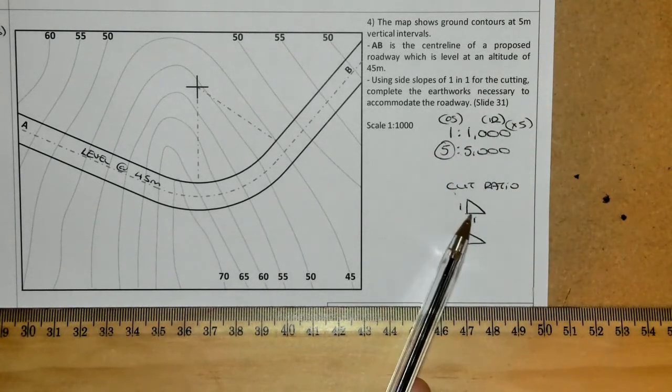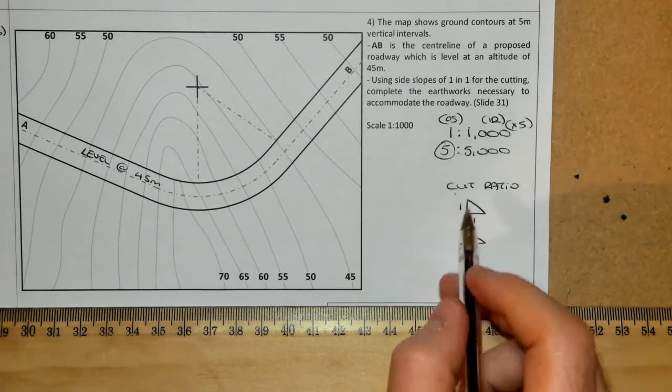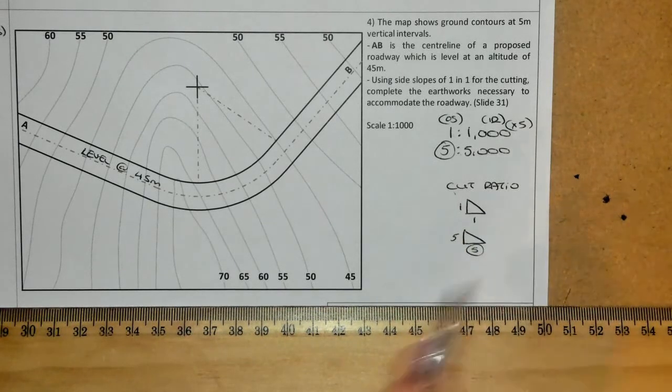Nice and easy this one. Our cut ratio, for every 1 meter I travel out from the road, I'm going to travel up 1 meter in height. So 5 times 1 is 5, 5 times 1 is 5. So that means coming out from my roadway, I'm always going to go in increments of 5 millimeters, okay, and it will step up then from the side of the road.